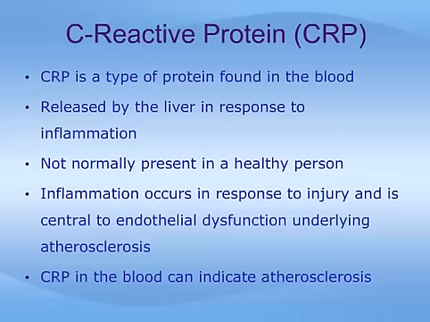C-reactive protein, or CRP, is a type of protein found in the blood, released only in response to inflammation and not normally present in the blood of a healthy individual. Inflammation occurs in response to injury and is central to the endothelial problem underlying atherosclerosis. Therefore, the presence of CRP in the blood can indicate atherosclerosis.